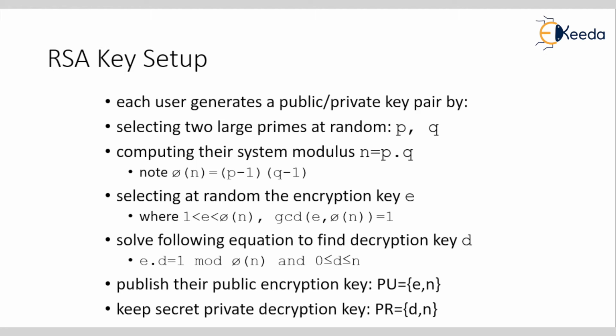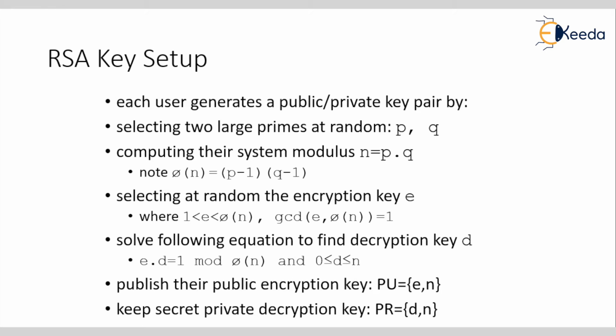It generates a public-private key pair by selecting two large prime numbers, which are random prime numbers. Here we consider these two prime numbers as P and Q. The next step is to find the product of P and Q, that is N. Then to find the value of phi of N, we take P minus 1 multiplied by Q minus 1, which gives the value of phi of N. This then helps you find the encryption key E.